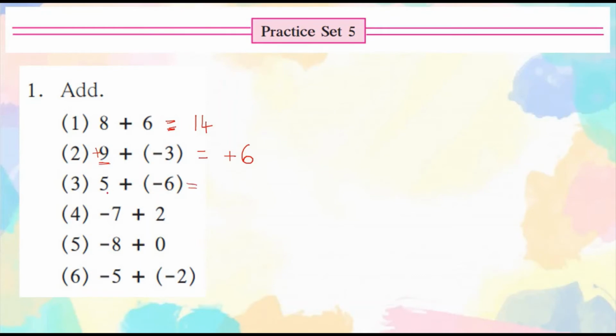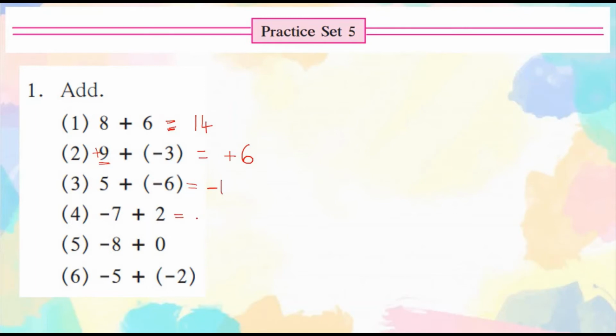The third one, 5 plus -6. So again, we see two opposite signs. One is positive, one is negative. So I'm going to subtract the numbers 5 and 6. 6 minus 5 is 1. And then sign of the greater number. Greater number is 6. And the sign for 6 is minus. So my answer will also consist of minus sign.